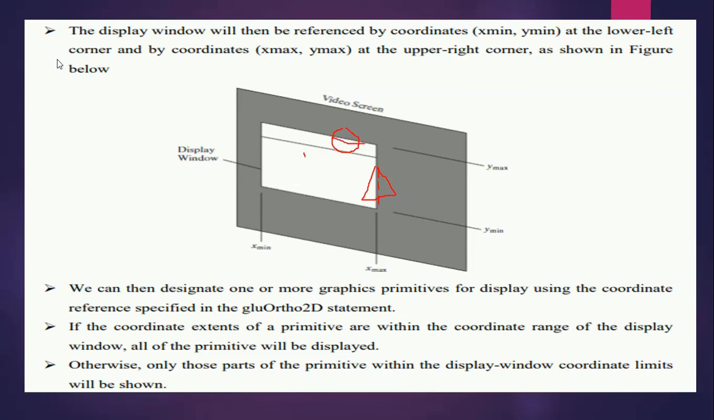Okay, if the primitive lies within the boundary, then it will be displayed completely. So that is the meaning here. If the coordinate extents of a primitive are within the coordinate range of the display window, all the primitives will be displayed, or else it will be clipped off. Okay, clipping in the sense this portion will be gone. So like this.